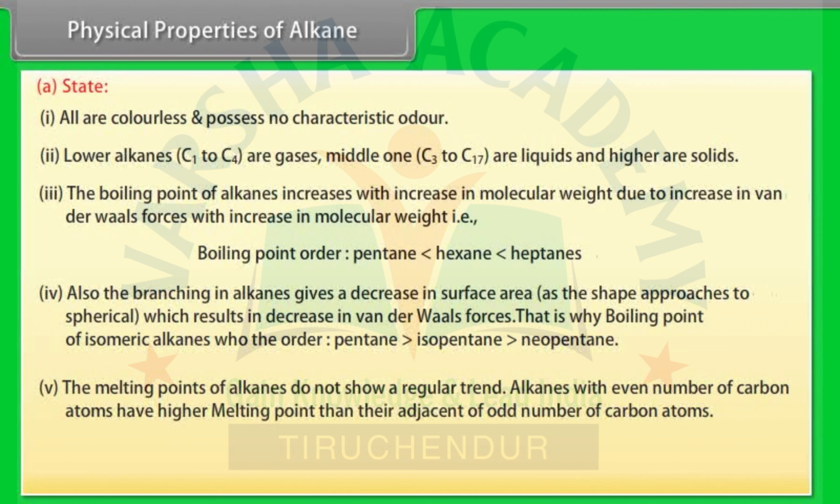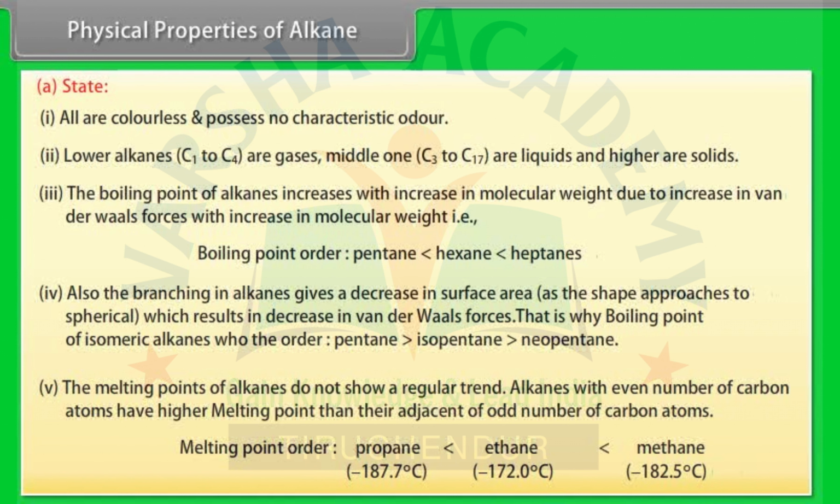Number 5. The melting points of alkanes do not show a regular trend. Alkanes with an even number of carbon atoms have higher melting points than their adjacent alkanes with an odd number of carbon atoms. Melting point order: propane is less than ethane is less than methane.